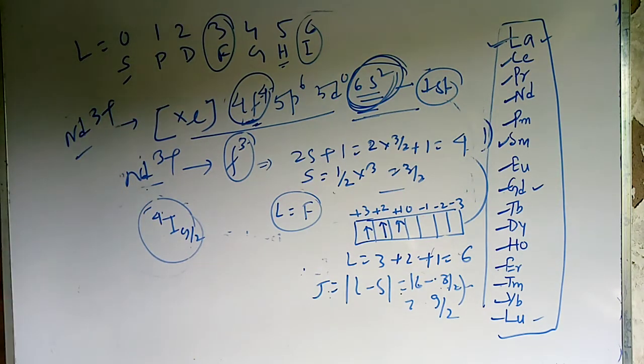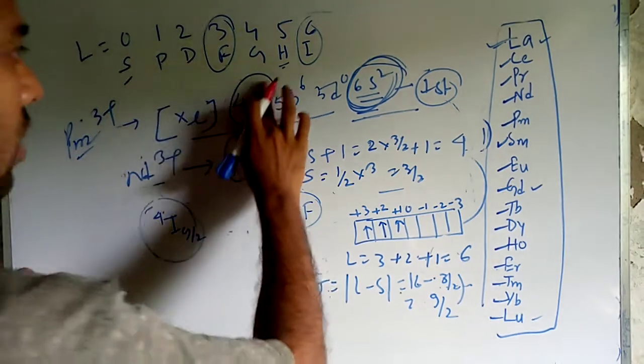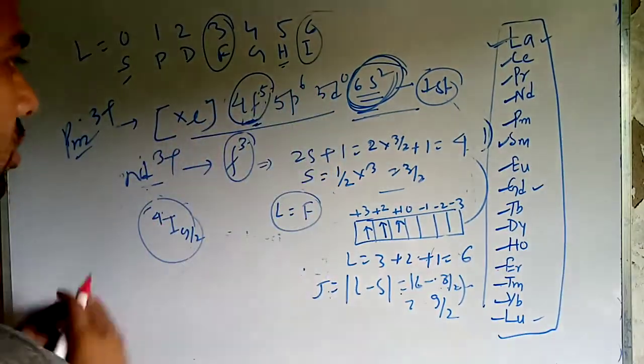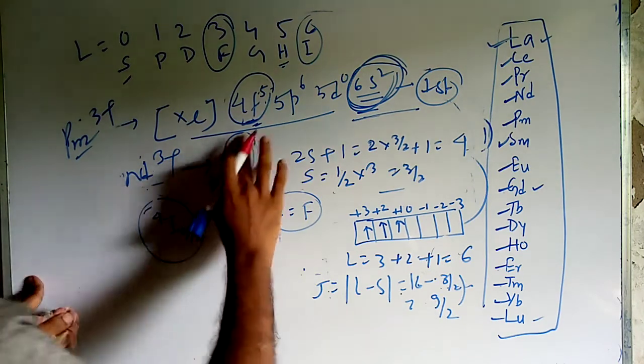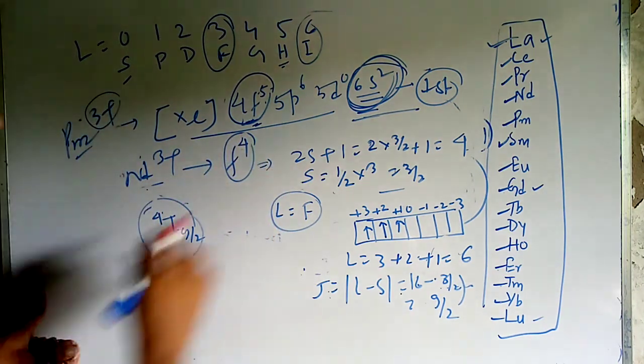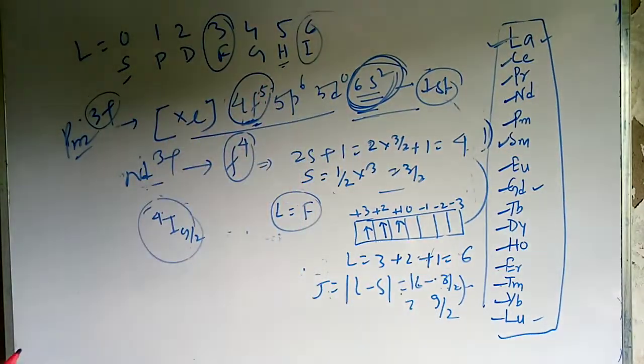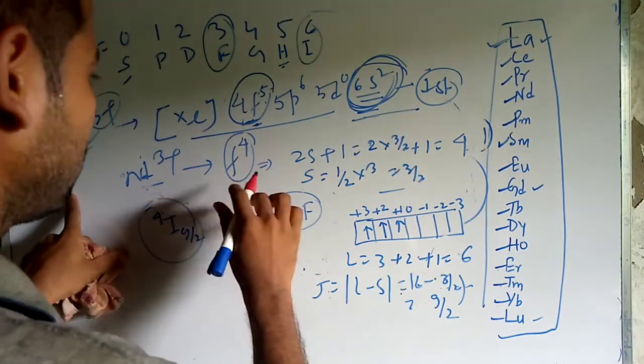Next question, promethium 3+. This is promethium 3+. Here we have 4f5 and 6s2, and this is actually 4 electrons. First 2 electrons are removed, and then 1 electron is removed here. This is promethium 4f4 plus, this is actually even electron.